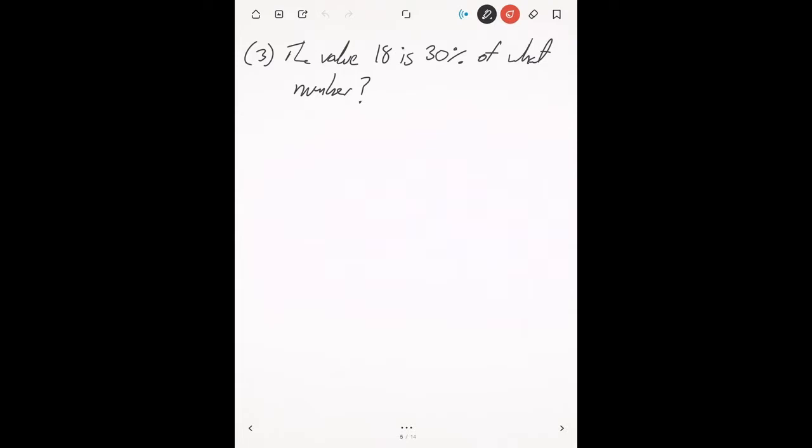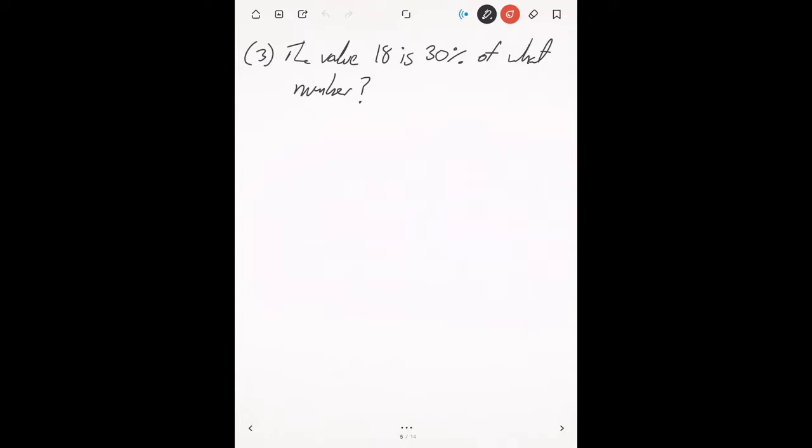All right, why don't we try doing this one on our own? Let's pause the video, take a couple minutes, circle some keywords, and see if you can come up with what this equation is going to be. The value 18 is 30% of what number? Pause the video, take a couple minutes, and we'll come back after that.